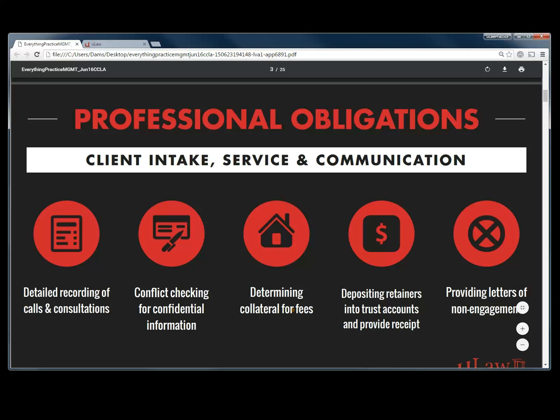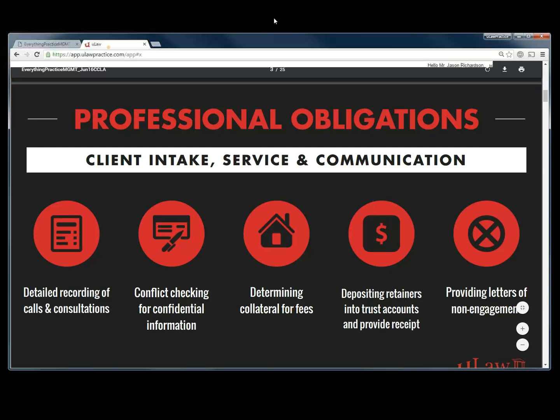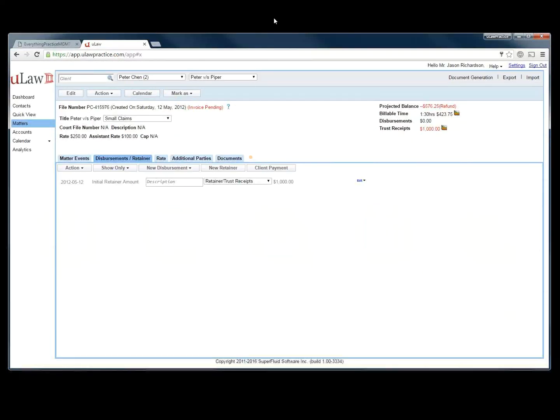And also, as you determine that, document it very easily, probably in the form of a retainer letter or something like that. Okay. The next step is accepting a retainer and depositing that into trust and providing a proper receipt. So let's go through that notion. Let's say we have accepted a $1,000 retainer.